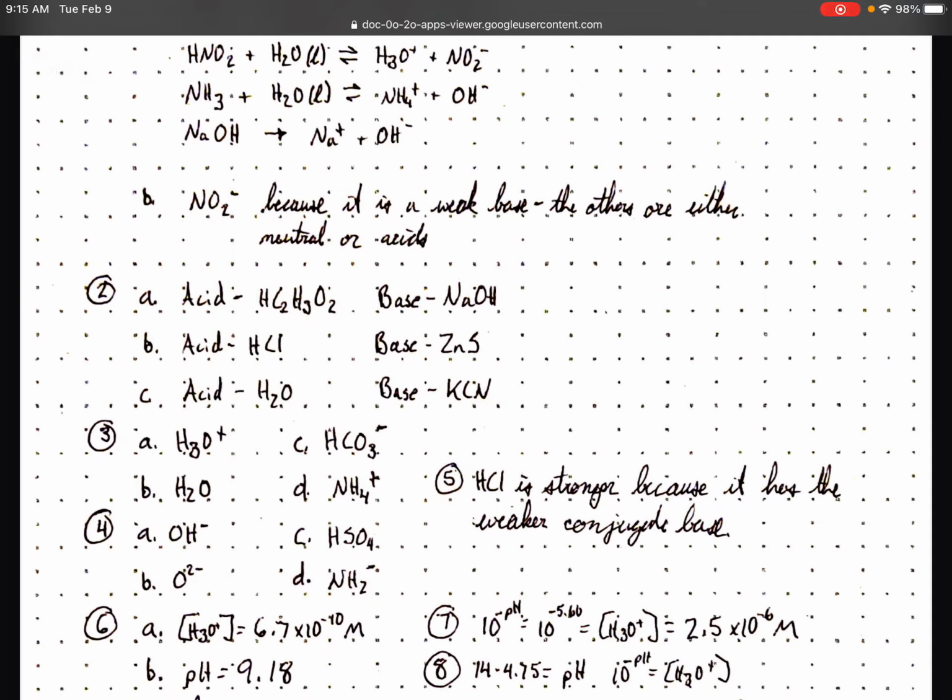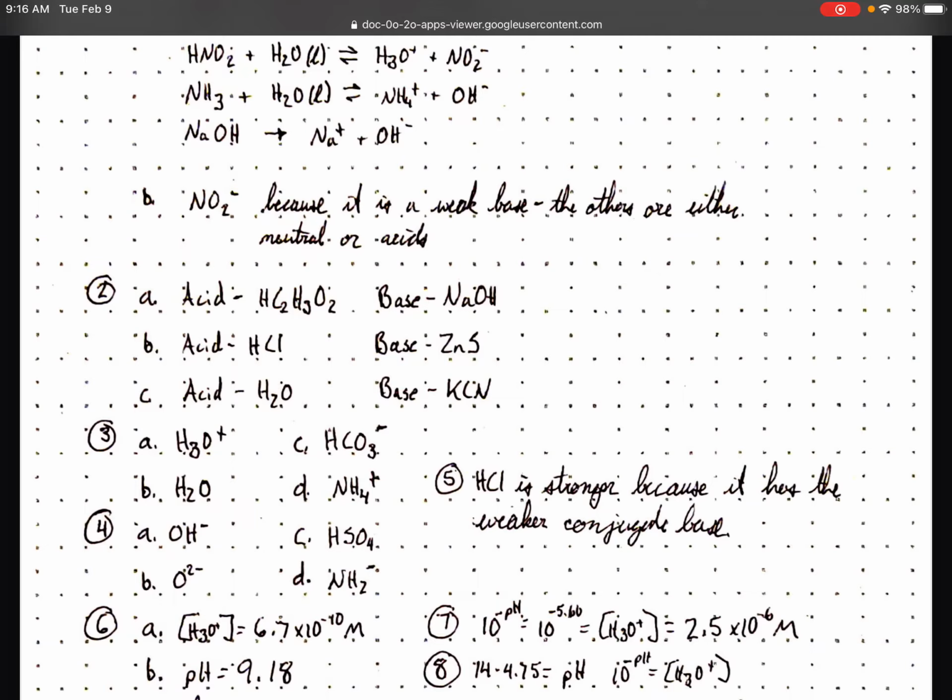On number 2, we're just picking out the acids and the bases. So the acid is what donates the proton, the base is what accepts it. Obviously, this is a little bit different because you have ionic compounds, so you have to look at the parts. So for instance, on B, the zinc sulfide is going to be the base because the zinc, that's just an ion there. We don't really care about it. The sulfur is going to accept the proton, so that's why it acts as the base.